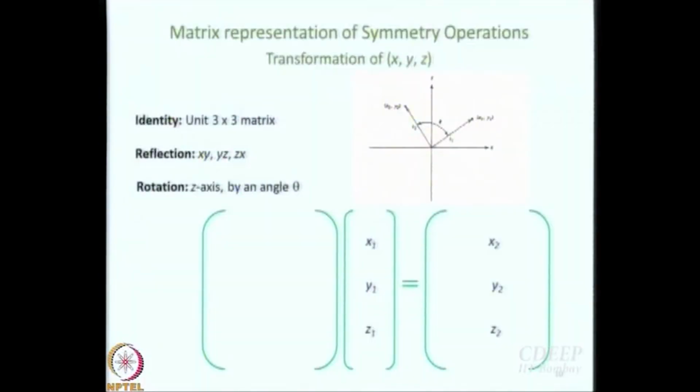Make sense? So, you see, identity, there is no question of mixing. Even reflection with these planes that we have taken, they do not cause mixing of coordinates. Fine? What about rotation? It's customary to take the z axis as the rotational axis, always, right? z is always unique.